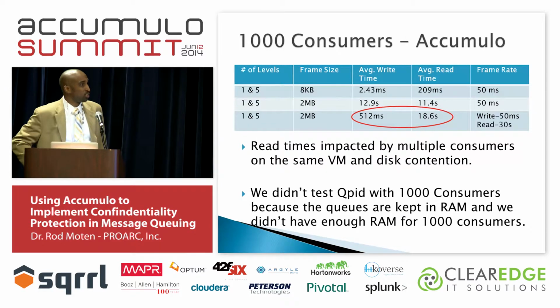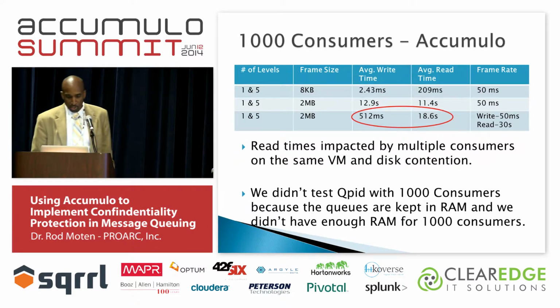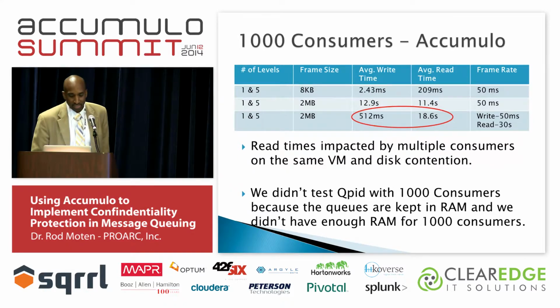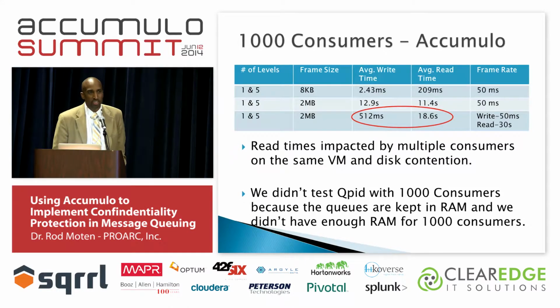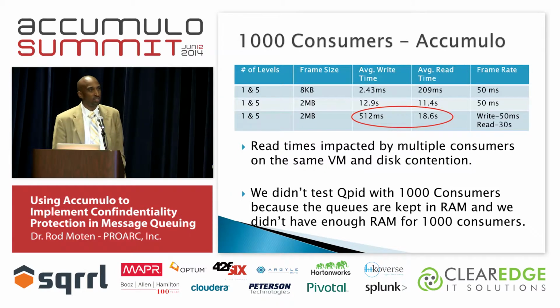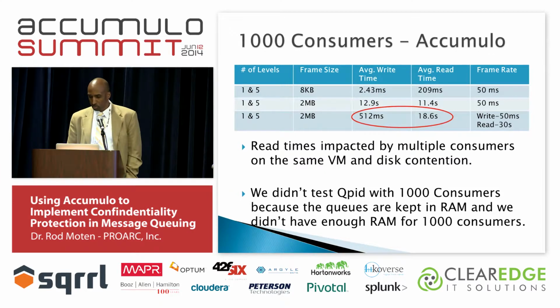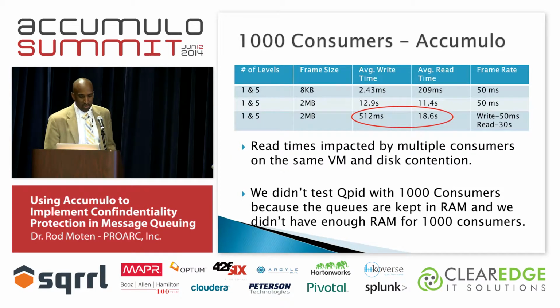When you get to 1,000 consumers, it's even worse for Accumulo. But it's better than QPid, because you couldn't even test QPid with 1,000 consumers, at least in the configuration we did. For each consumer, if you're using topics, you're copying, so you have a separate queue. So you need 1,000 times 2 gigabytes of RAM. I'm sure there's a way to configure QPid to make this work, but with just the base configuration, we couldn't even test it.